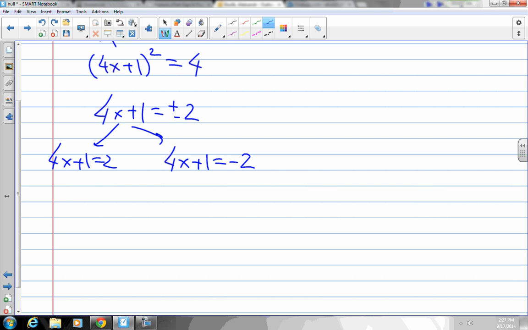And then you solve them separately. So in this case, we actually get pretty answers. 4x equals 1, x equals 1/4. 4x equals negative 3, so x equals negative 3/4. So that equation, if I expand it, will factor into something pretty. If your answers are rational, then your equations are factorable.